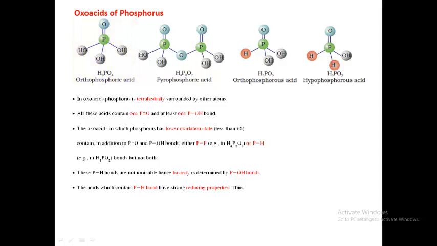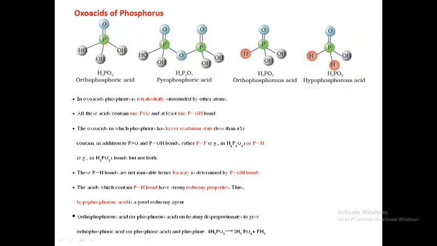The acids which contain a P-H bond have strong reducing properties. Thus, hypophosphorus acid is a good reducing agent because it has 2 P-H bonds. Orthophosphorus acid undergoes a disproportionation reaction when heated and it gives orthophosphoric acid and phosphine.